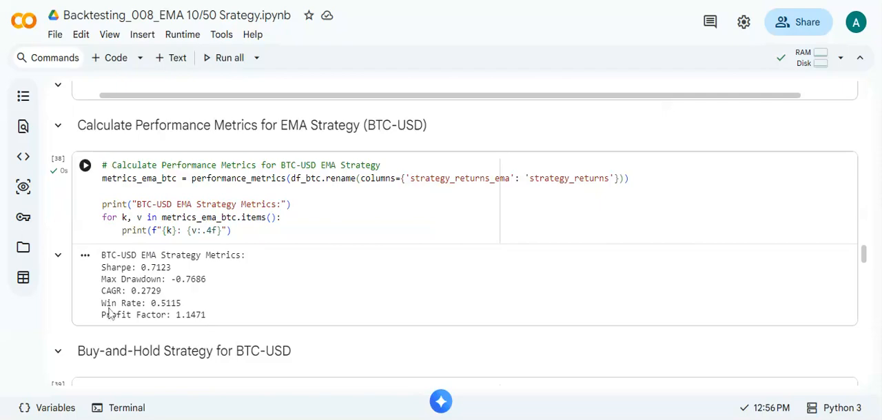Yeah, so these are the key results. You don't need to memorize them. Don't worry, because at the end we'll have the cumulative table where we can compare all our metrics.